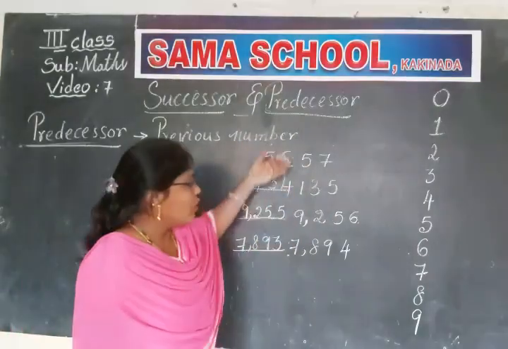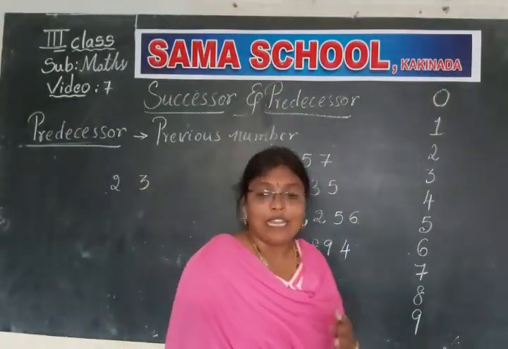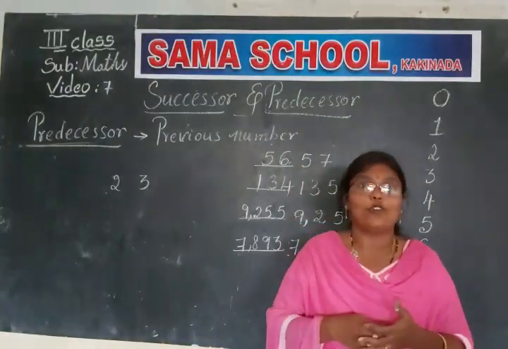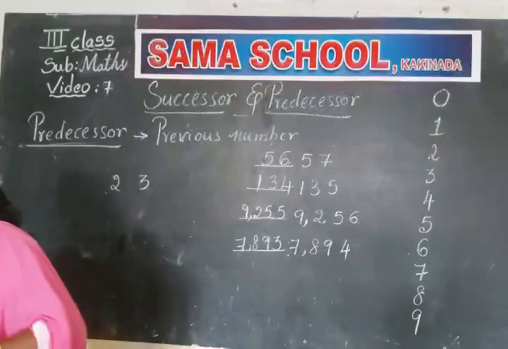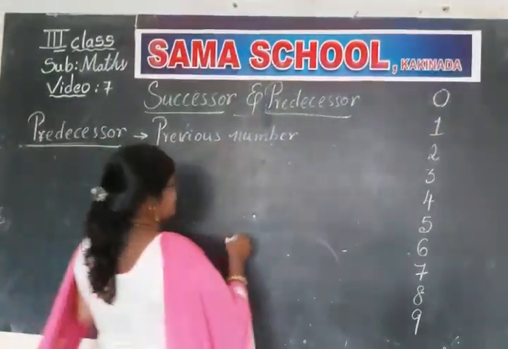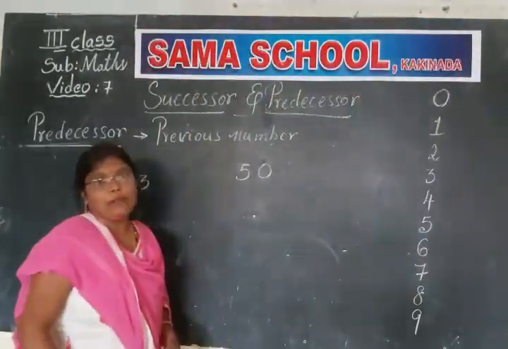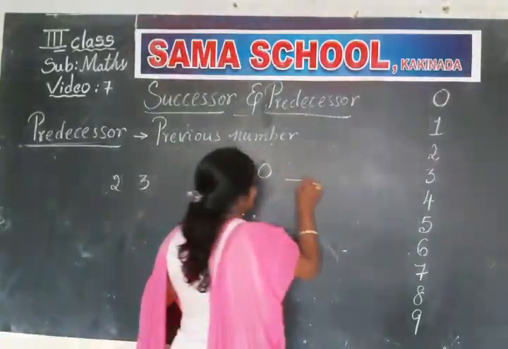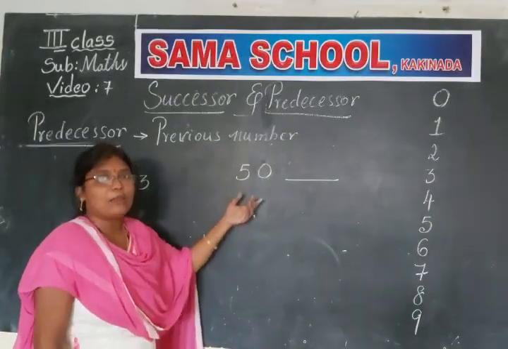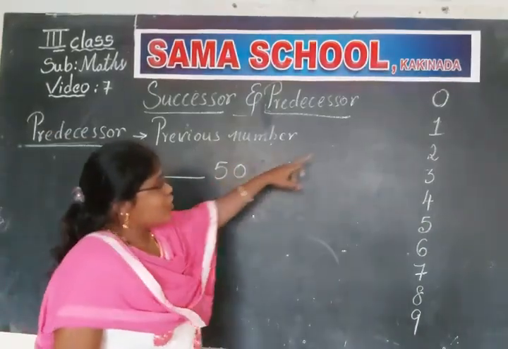See children, in all these numbers we changed only the ones place digit to get the predecessor. But there are some cases in which we have to change the ones and tens place digits also. Now let us see which numbers. Suppose we have the number 50. What is the ones place digit? 0. What is the predecessor of 0?